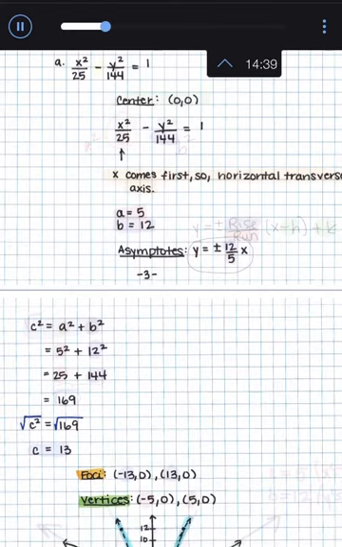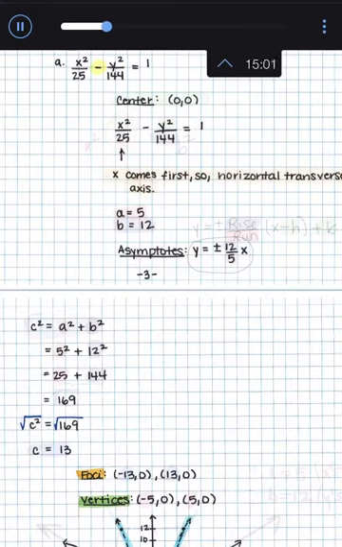Now, if this were a final exam or a test, you wouldn't be told that this was a hyperbola. You would have to know that this is a hyperbola based on the fact that you have a minus sign in between your x squared and your y squared. That would be your only dead giveaway that this is a hyperbola and not an ellipse.